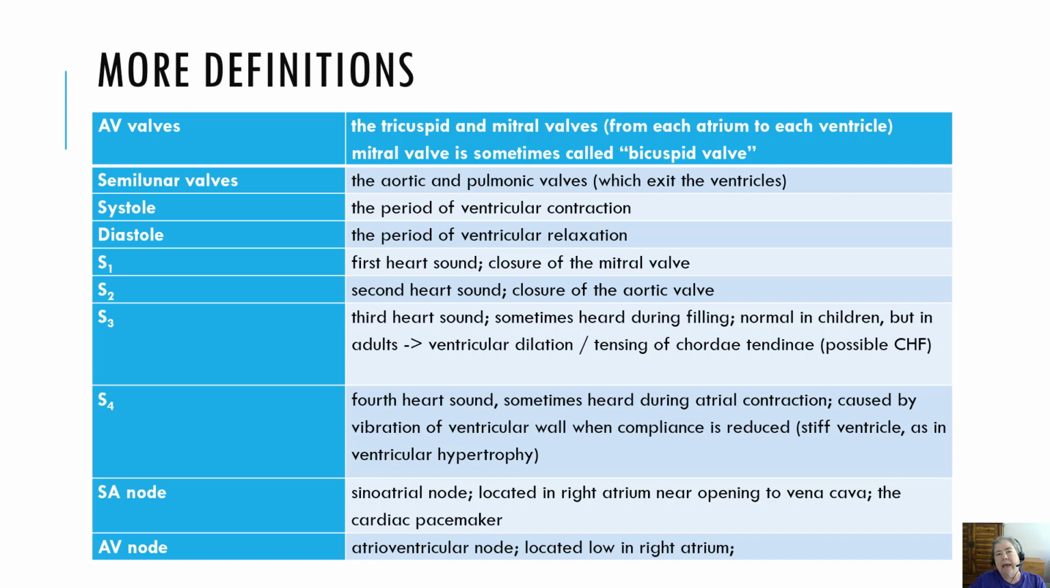Then there are the valves out of the ventricle into the pulmonary artery and the aorta, into those big arteries. And they are called the semilunar valves. So the aortic and pulmonic valves exiting the ventricles are the semilunar valves. Systole is the time during which the ventricle is contracting and generating pressure. Diastole is the period of time during which the ventricle is relaxing and filling with blood.